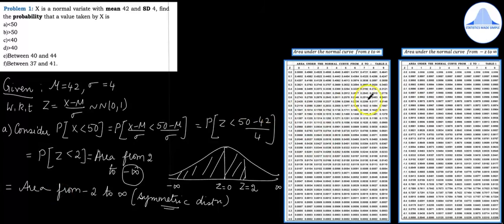So if you search in the tables here, when you're watching the video, you can zoom the tables and see. The area from minus 2 to infinity, you will get the answer as 0.9772. So remember that all these areas are probabilities. So the answer should be between 0 and 1, and it cannot be negative.